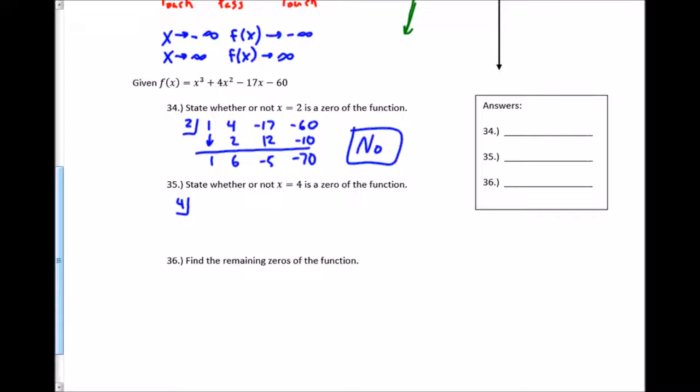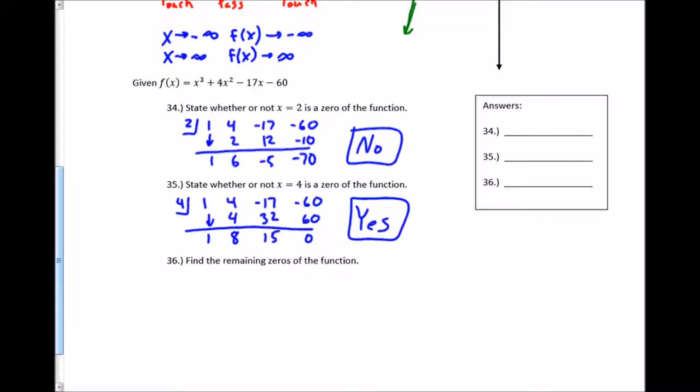Now it asks me to do the same thing with a 4. So I put the 4 into my box, I write down my coefficients. I bring down the 1, I multiply, I add straight down, I multiply, I add straight down, I multiply, I add straight down. So this one is a 0 because I got a 0 out when I did my synthetic division.